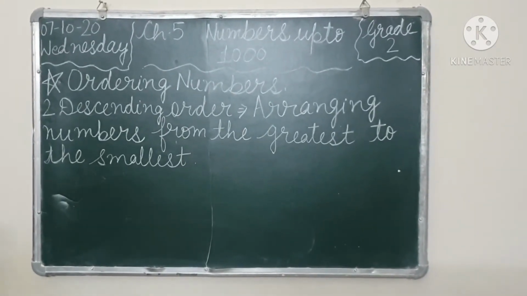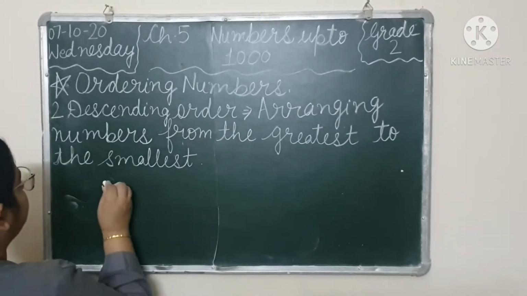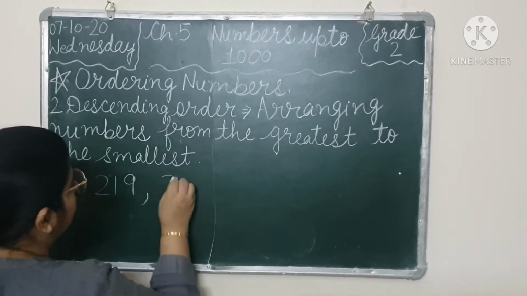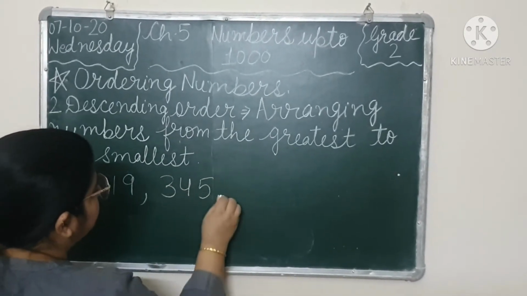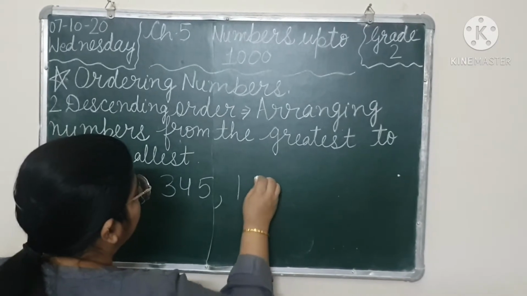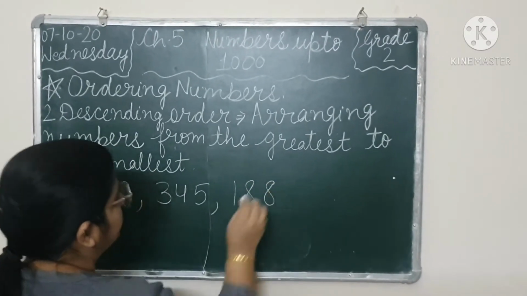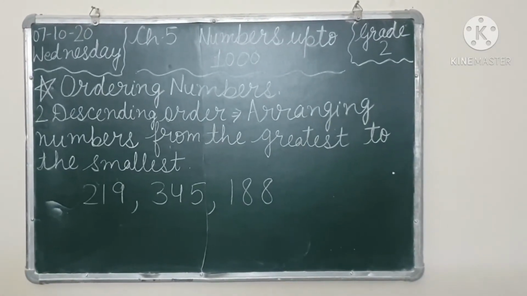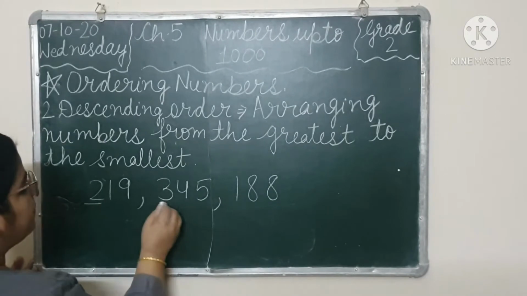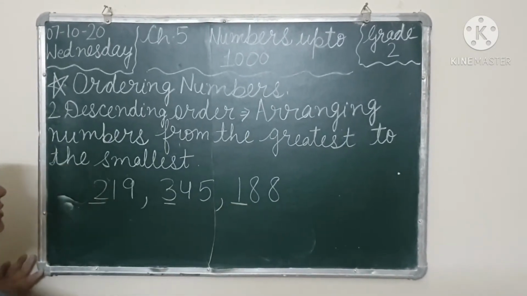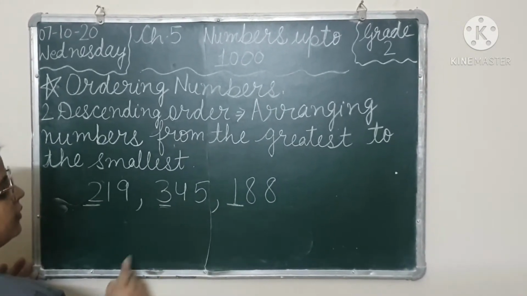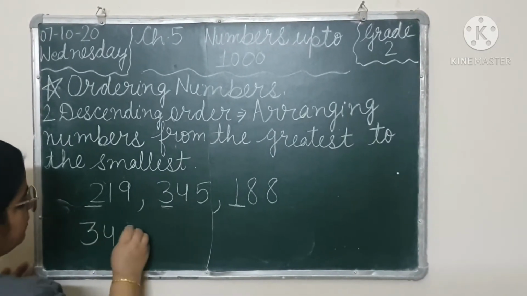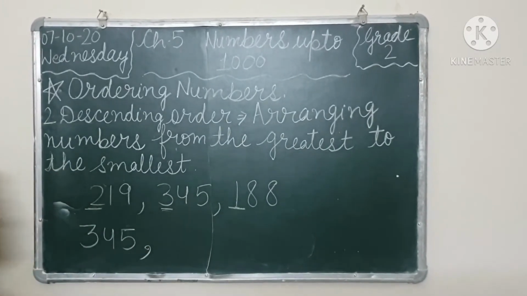Firstly, we take the numbers 219, 345, 188. In these numbers, which is the greatest number? Firstly, we see the 100 place value. Which is the greatest? 2, 3 or 1? The 3. So 345 is the greatest number.